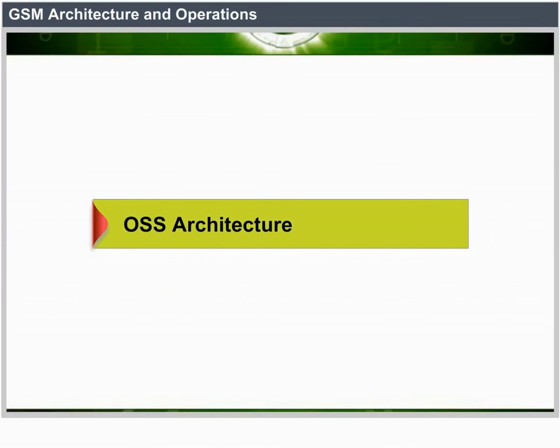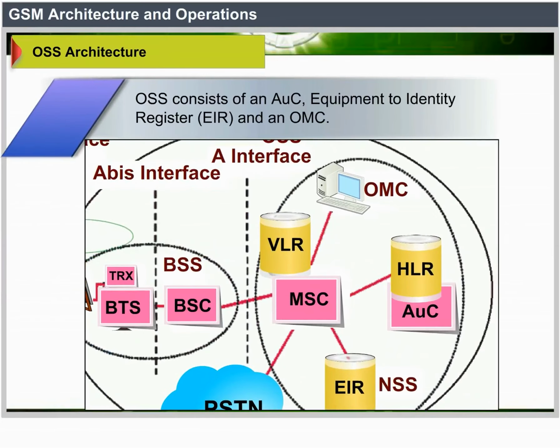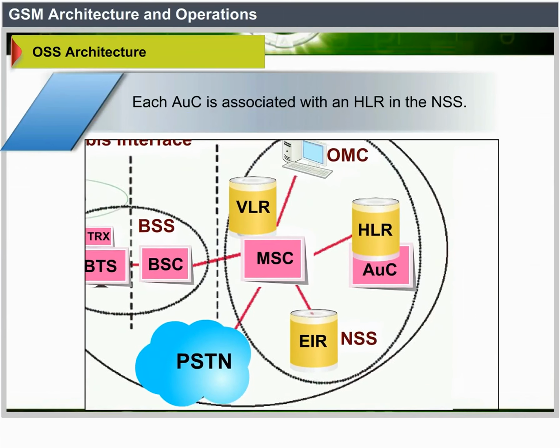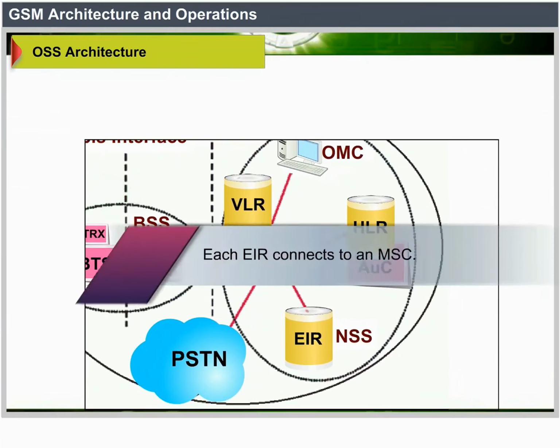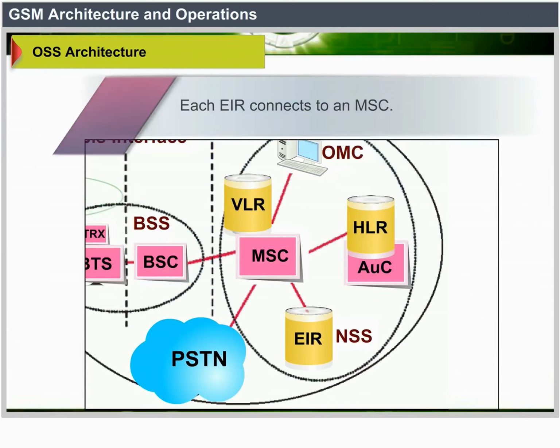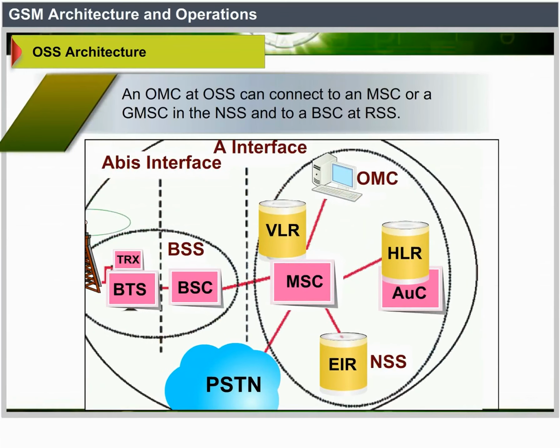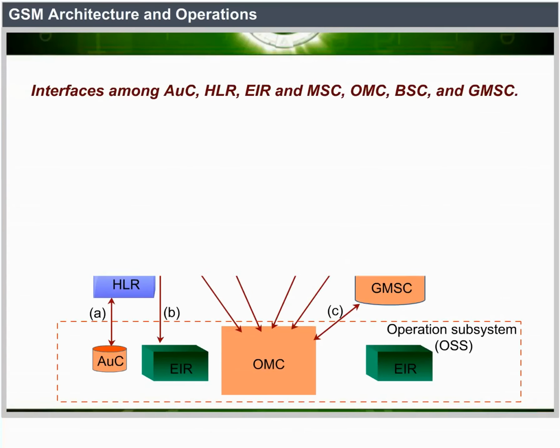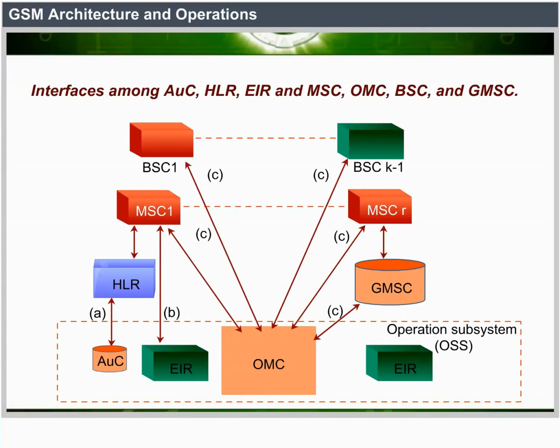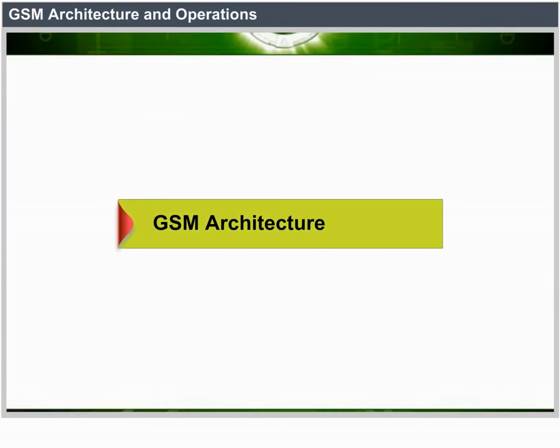OSS architecture. OSS consists of an AUC, Equipment Identity Register, EIR, and an OMC. Each AUC is associated with an HLR in the NSS. Each EIR connects to an MSC. An OMC at OSS can connect to an MSC or a GMSC in the NSS and to a BSC at RSS. Interfaces between AUC, HLR, EIR and MSC, OMC, BSC and GMSC. GSM Architecture.